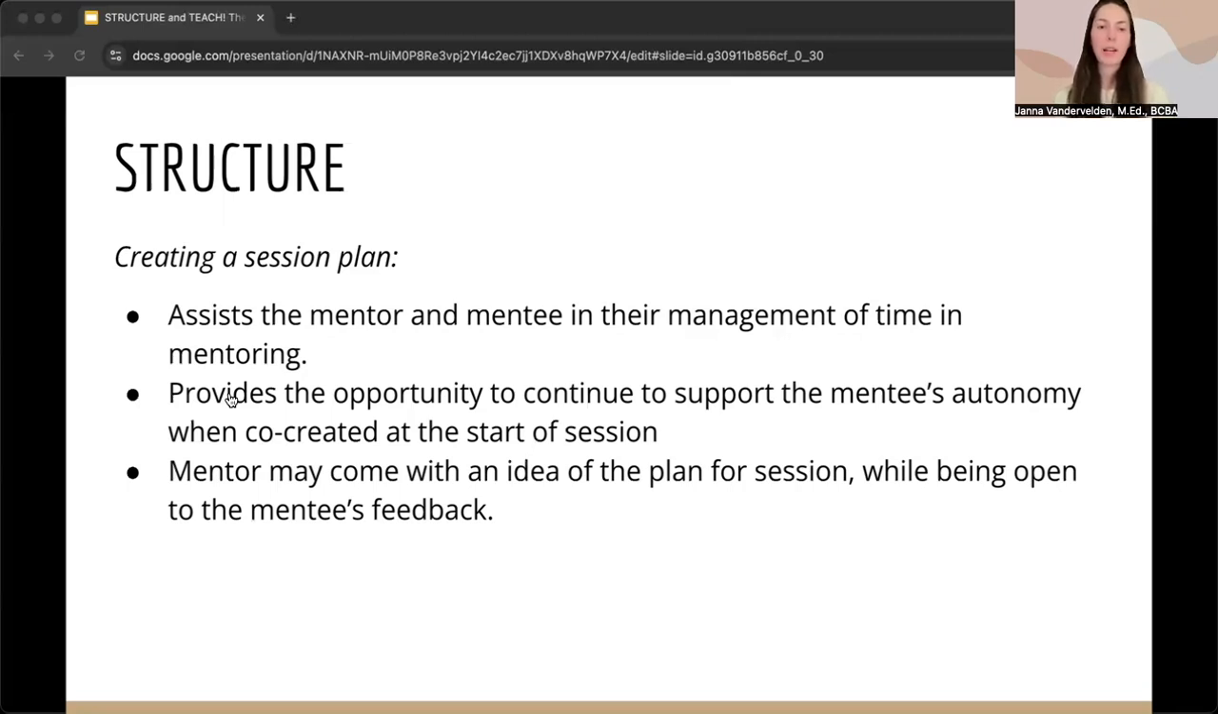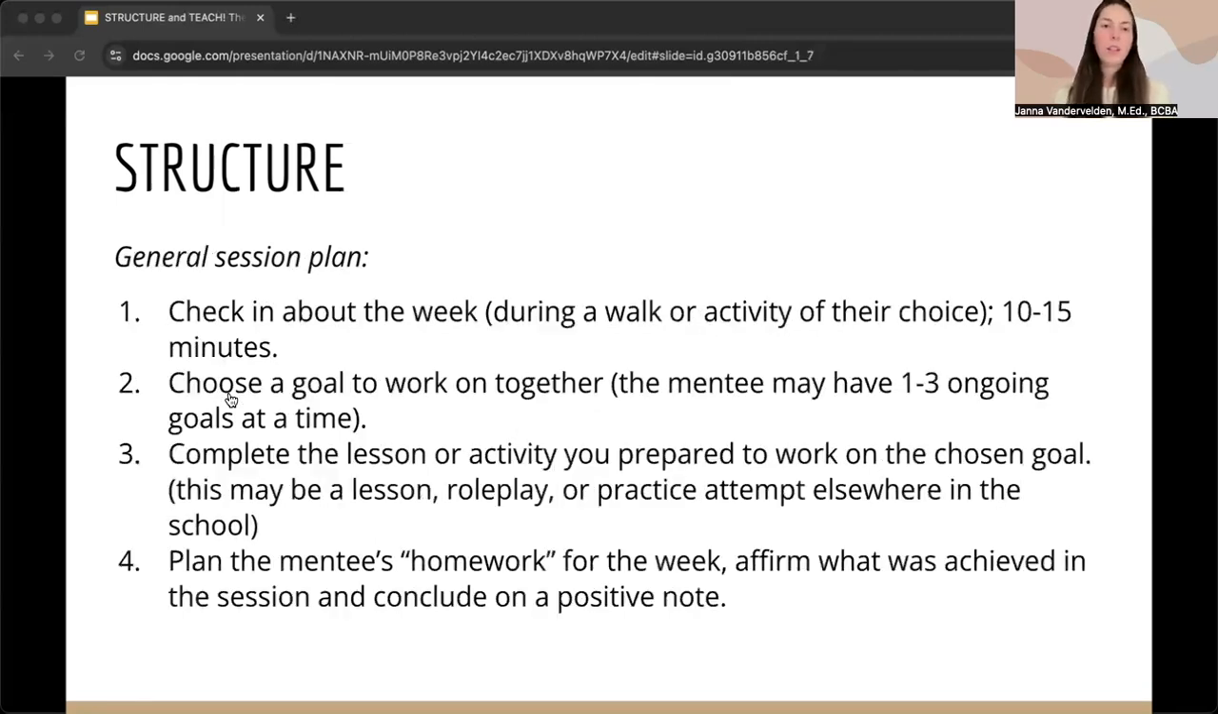And the mentor may come with an idea of the plan for the session while being open to the mentee's feedback. A generic example of a session plan may include, first, spend the first 10 to 15 minutes checking in about their week, maybe during a walk or an activity of their choice. It can be hard to build and maintain a strong working relationship with a student you may only see once a week, so this gives you an opportunity to renew rapport with them and start a session on a positive note. In turn, doing so may set the stage to increase their participation in mentorship activities for the rest of your time together.